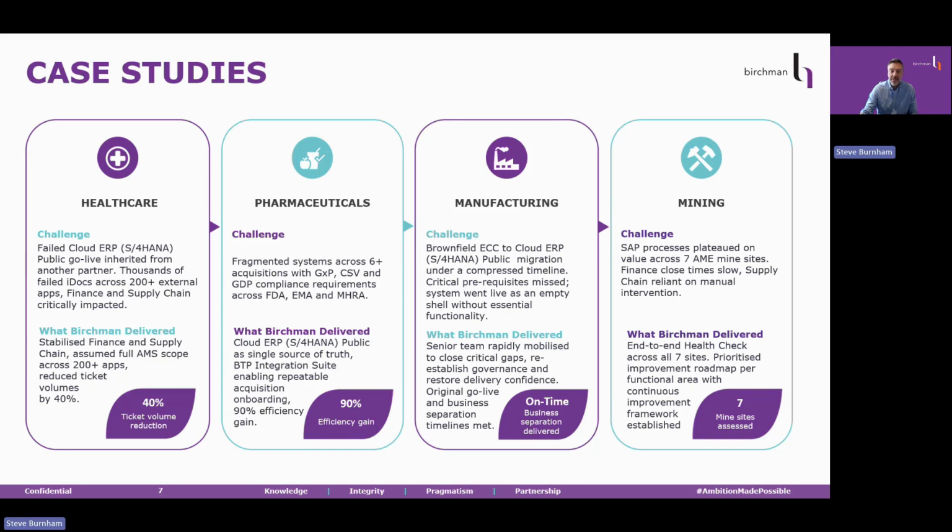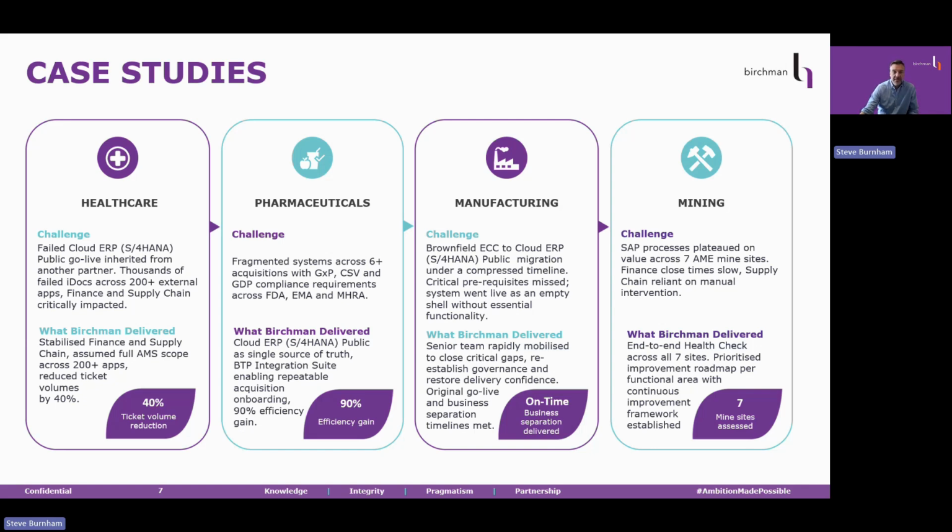The second case is a different kind of situation and included deliberately because the signs of being off track were less obvious. The project was live, broadly functional, but not delivering what it should be. This client operates 7 mine sites across Africa and the Middle East, all running SAP. The system was working, but value realization had plateaued. Finance close times were slow. Supply chain was over-reliant on manual intervention. Nobody would call it a crisis, but the gap between what the system was delivering and what it was capable of was significant.